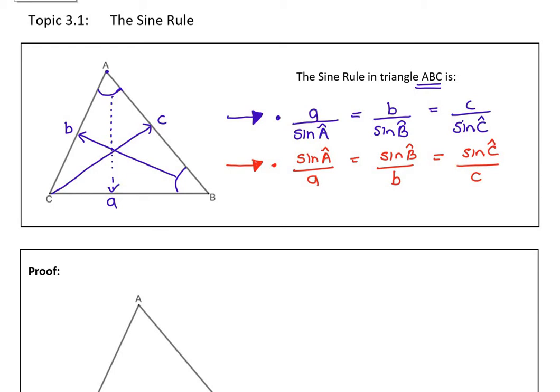Now that might look a little bit weird. We never actually work with all three of these equal to things. So what you'll find is we land up choosing, maybe I'm working with side B, and so I choose that part of this to work with. But the idea is that all three of these fractions will always be equal.